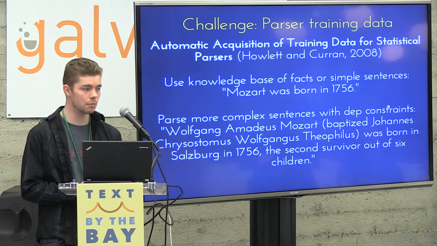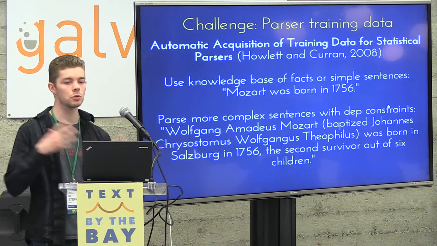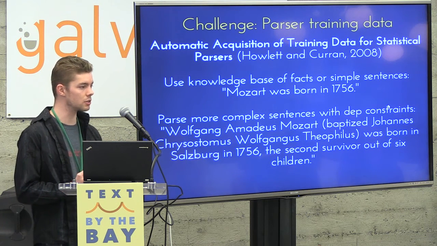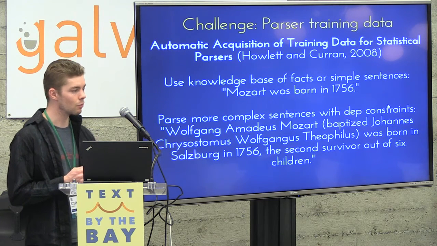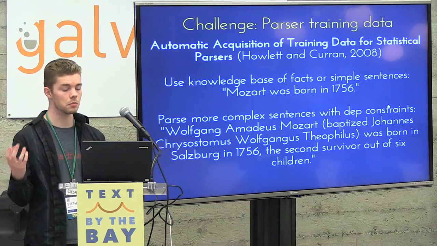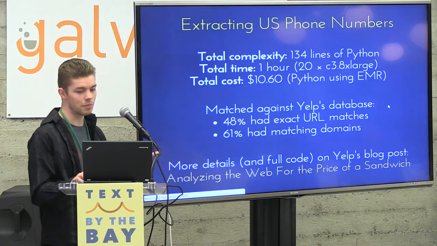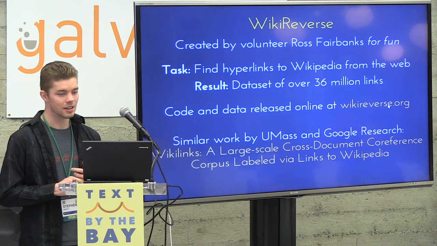The issue at the time was that these were being pulled out manually. They didn't have a huge collection of web data to come across, and the fact is that it was difficult to kind of reconcile a knowledge base of facts with web pages that might have those facts on them.